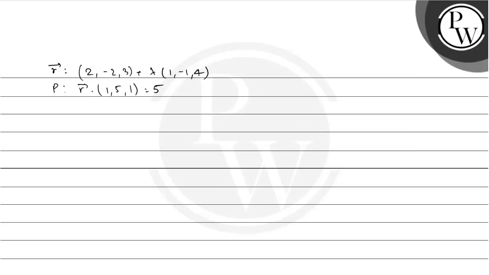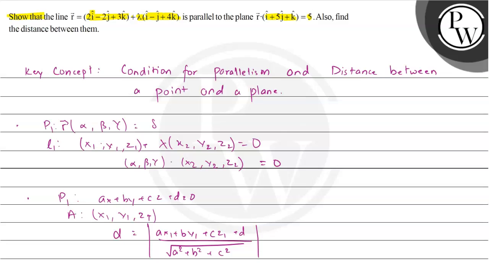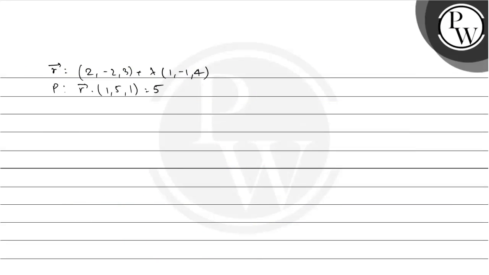Note that this is a very popular notation where you can either represent this as 2 i cap minus 2 j cap plus 3 k cap, or you can just represent this as 2 comma minus 2 comma 3. They both mean the same thing. All right. The first thing that we'll show is that these two are parallel. So we know that the condition for parallelism is to establish that the dot product of this and this must be 0, and hence we take the dot product, which is 1 comma minus 1 comma 4 times 1 comma 5 comma 1.